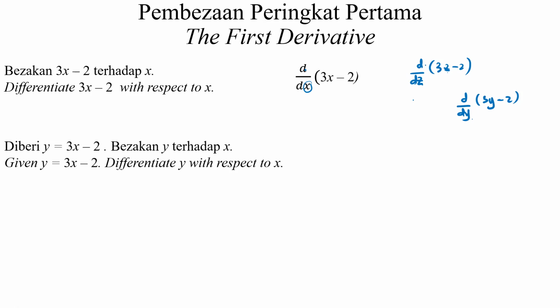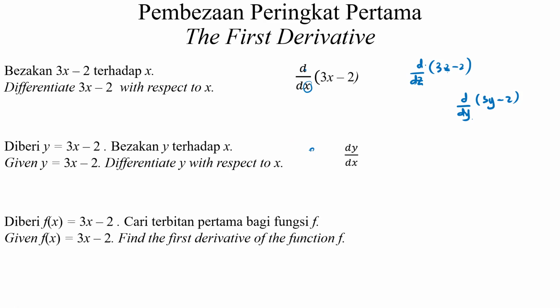When the question gives y equals to 3x minus 2, then we won't say differentiate 3x minus 2 with respect to x. I would just say differentiate y with respect to x. Or the best still is dy by dx. Save your ink, save your breath. Okay? Right? And then if you are given f(x) equals to 3x minus 2, find the first derivative of the function f, means differentiate f(x) with respect to x.